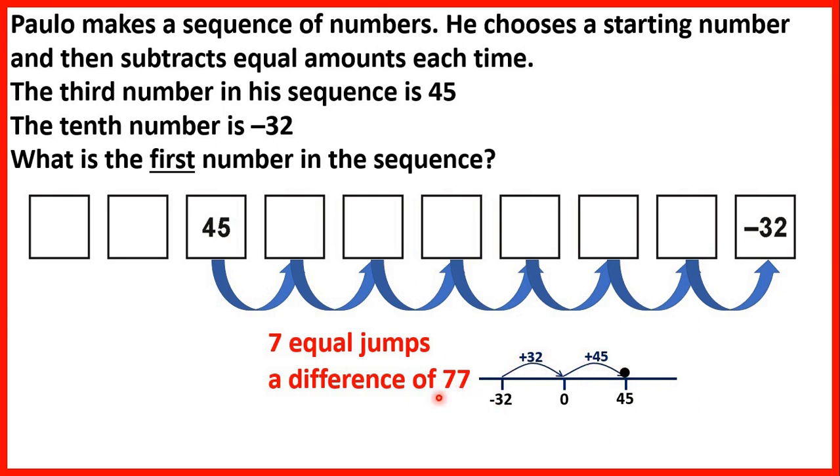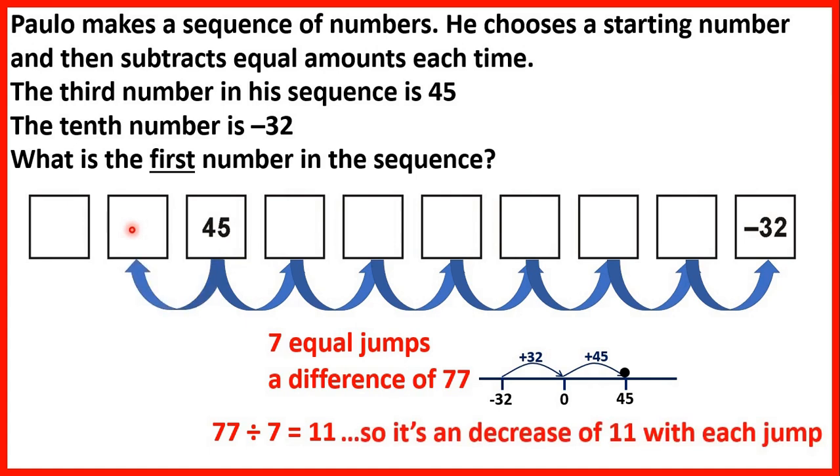so that's the difference. So what we can do to find how much he subtracts each time is divide the difference by the number of jumps, and 77 divided by 7 is 11. So that means he subtracts 11 each time. So we can work out this number here by adding 11, and 45 plus 11 is 56. And that means we can work out our first number by adding 11 to 56. So that's 67.